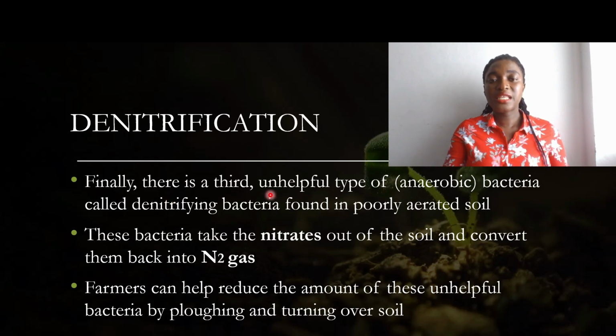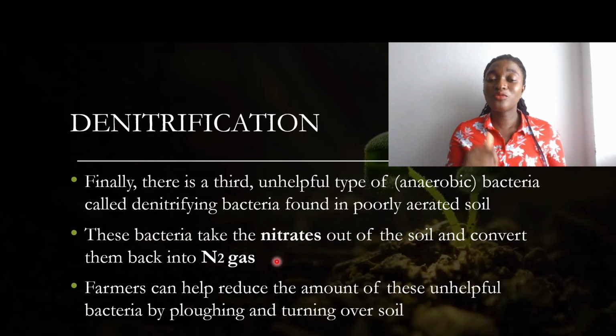So finally, there is a third unhelpful type of bacteria. Mainly they are anaerobic bacteria, and they are mostly found in poorly aerated soil because they do not like oxygen, or they prefer to respire anaerobically. And these bacteria are called denitrifying bacteria. These bacteria take the nitrates out of the soil and convert them back into nitrogen gas.